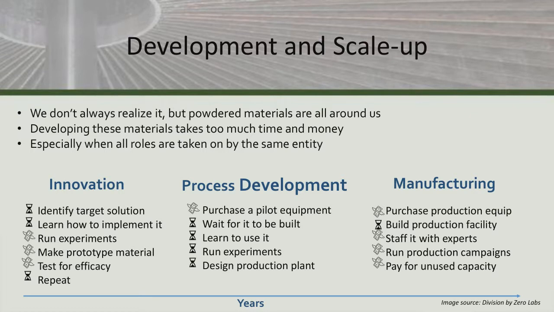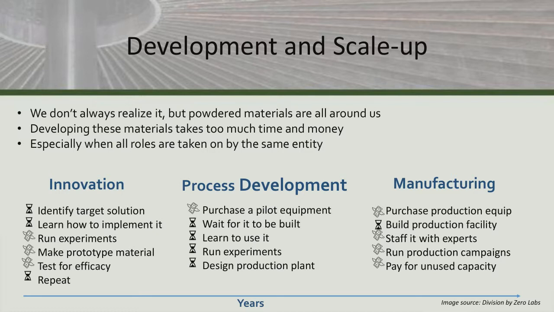I want to jump straight now into development and scale up because I think this is probably what most people are here to learn about. There's two methods in which an organization can scale up spray drying. One is where they take on all roles themselves. In other words, they're going to be their own manufacturer. They're going to design a production plant, build a plant, and run their own spray dryer. And before they do that, they will have to do some process development, which means they're designing and building a pilot plant as well.